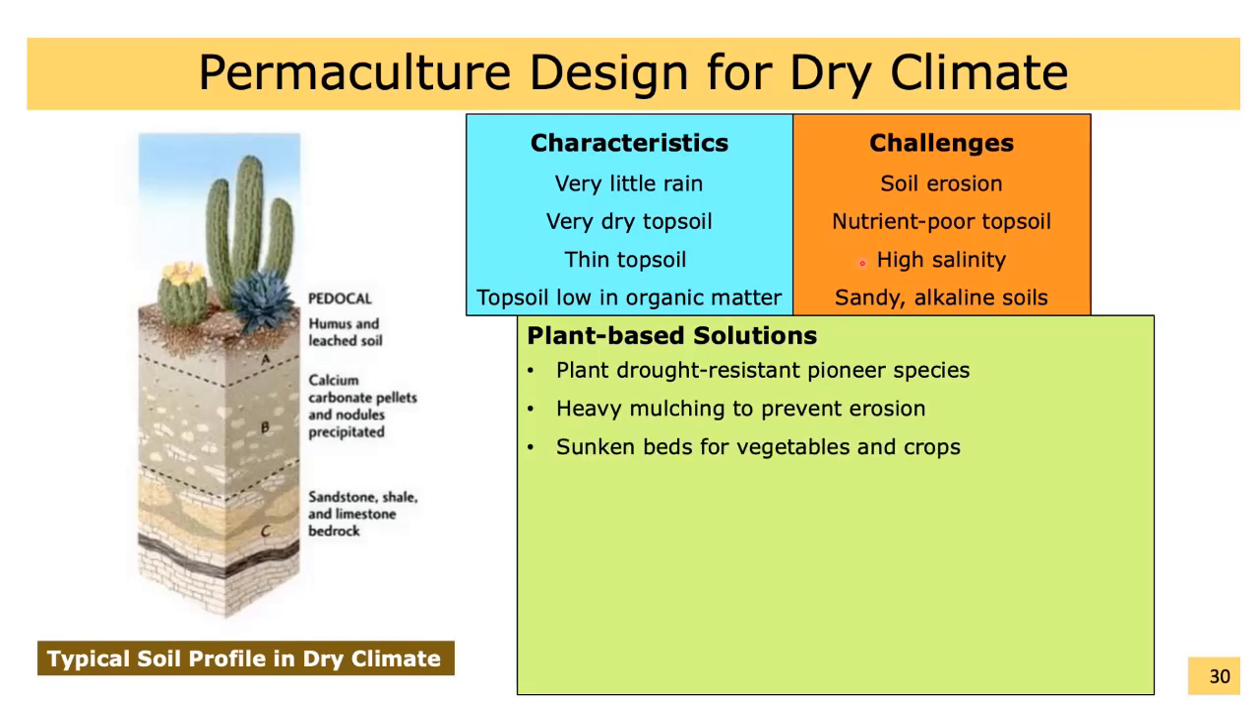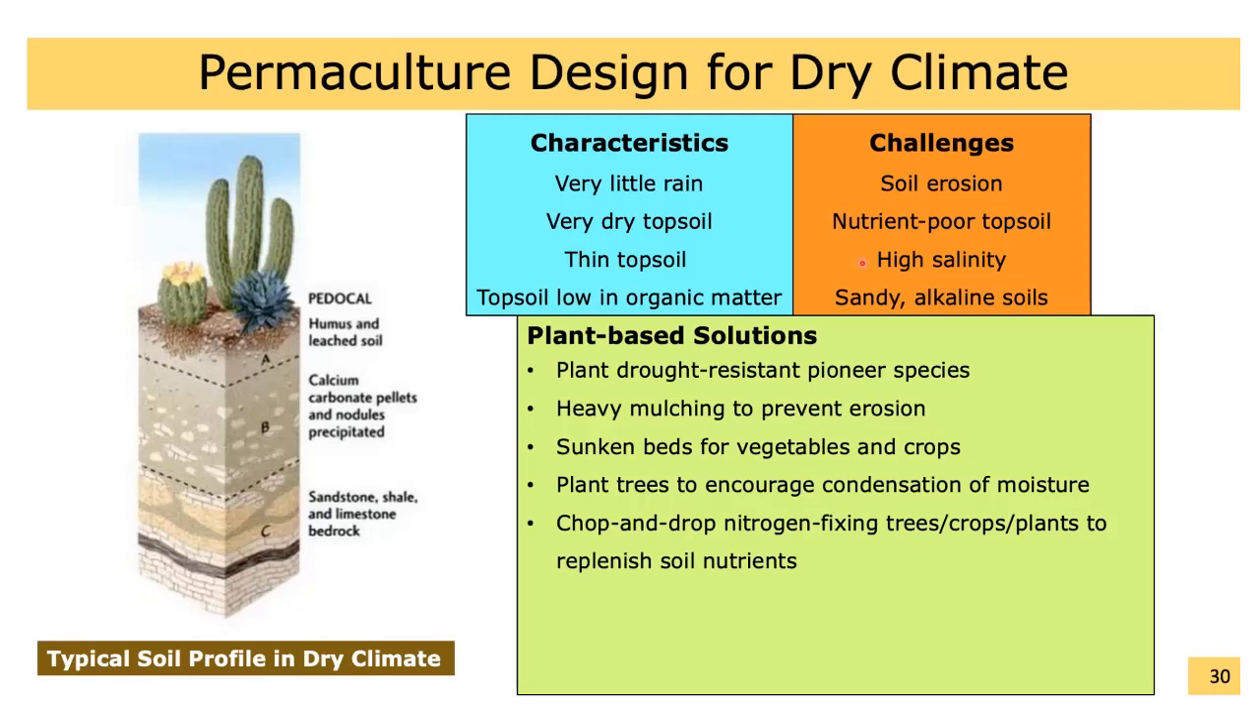Sunken beds for vegetables and crops. Plant lots of trees to encourage condensation of moisture in dry climate. Use the method of chop and drop of nitrogen fixing trees, crops, and plants to replenish soil nutrients.